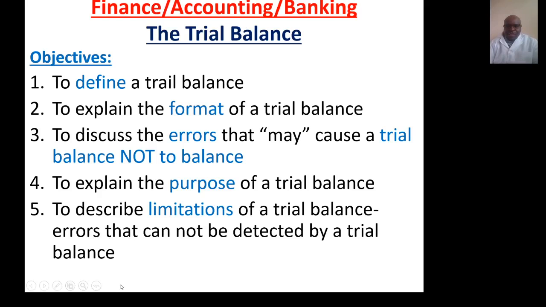The trial balance. The objectives. 1. To define a trial balance. 2. To explain the format of a trial balance. 3. To discuss the errors that may cause a trial balance not to balance. 4. To explain the purpose of a trial balance. And 5. To describe limitations of a trial balance. That is, the errors that cannot be detected by a trial balance.